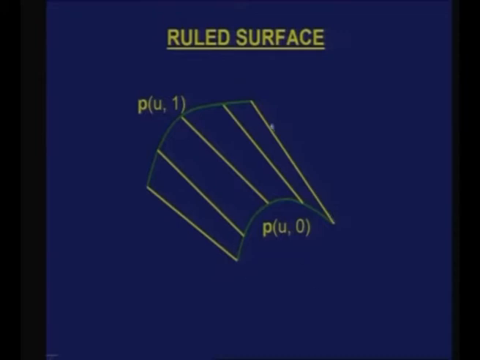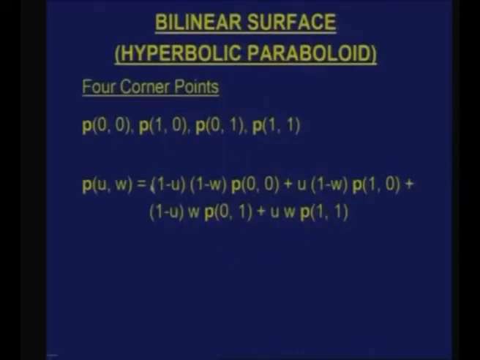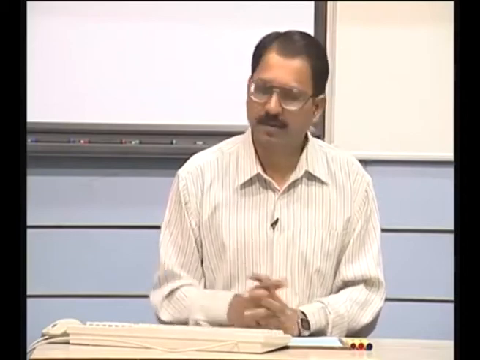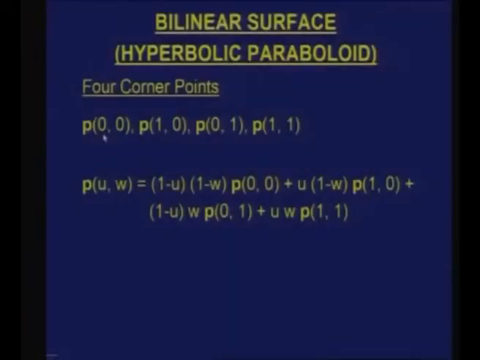Suppose the 4 points 1, 2, 3 and 4 which are used to define a bilinear surface are coplanar, then you basically get a plane, which is simple. So, a bilinear surface, more commonly known as a hyperbolic paraboloid, has a definition even simpler than the ruled surface. All that you need to do in order to define a bilinear surface is to define just 4 corner points, like u equal to 0 and w equal to 0, then u equal to 1, w equal to 0, and u equal to 1 and w equal to 1.